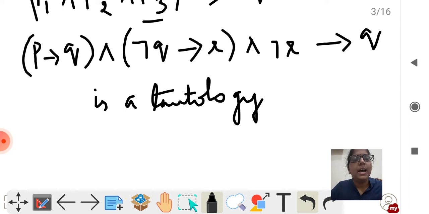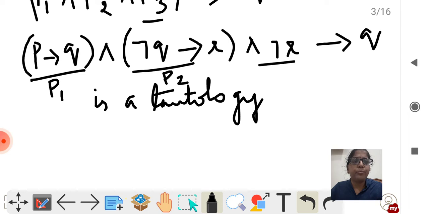So this is an example we have taken. P, Q, R are different statements here. From the different statements we have formed three premises, right? P1, P2 and P3. Okay, so this is the conclusion. So you have to make the truth table and prove it as a valid argument. If it is a tautology, it will become a valid argument. It is the direct way.